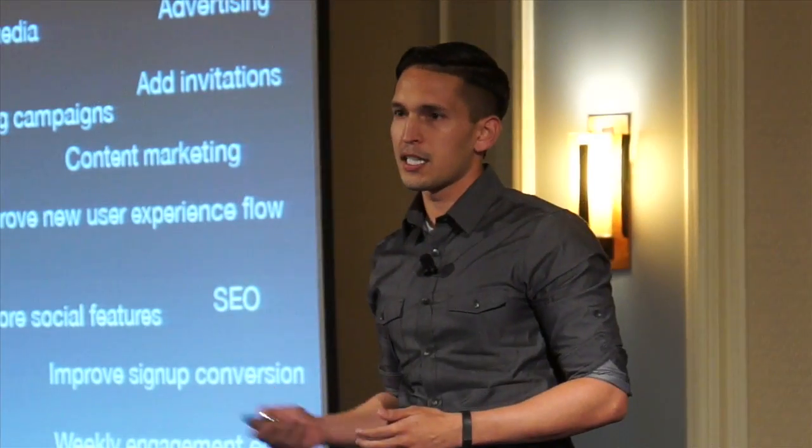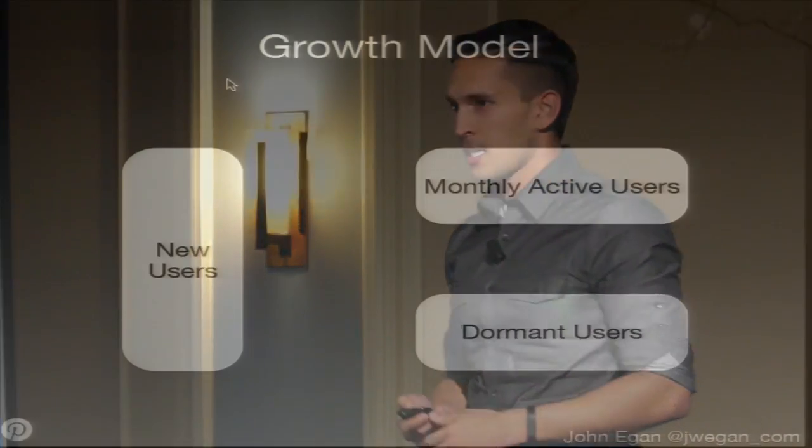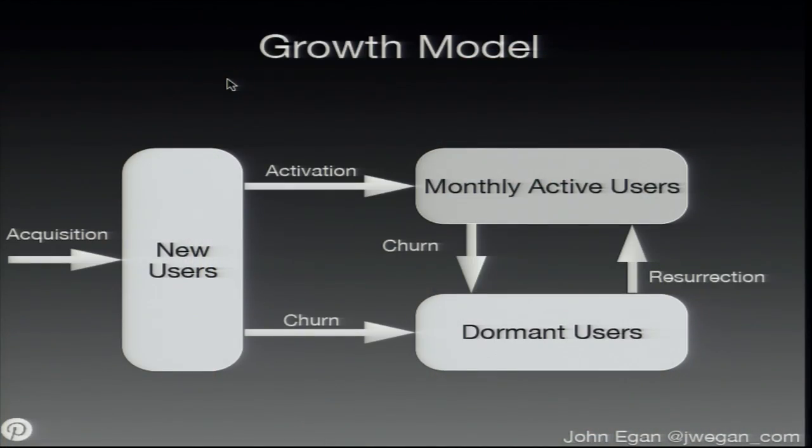But first, you need to understand the model behind it. In our model, we have 3 types of users. There's new users, there's monthly active users, and there's dormant users. And between each of these types, you have transitions. So a new user can churn out and become dormant. A dormant user can get resurrected and come back to your service and become a monthly active.